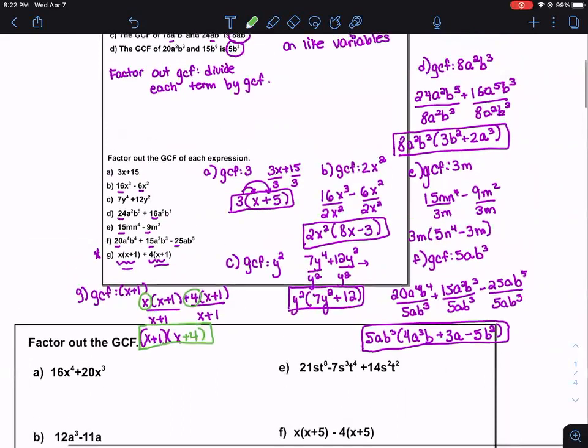So let me just reiterate what just happened. The GCF is the largest number and variable that goes into given terms. So we start with the coefficients. We look for the largest number that divides into all of them. And then when we look at our variables, we go with the lower exponent on those common variables. We are going to divide each term by the GCF. And then, of course, the GCF goes out in front and we rewrite what's left over.